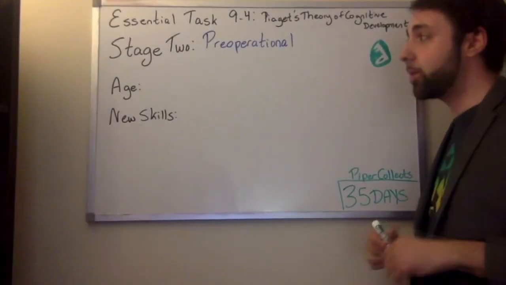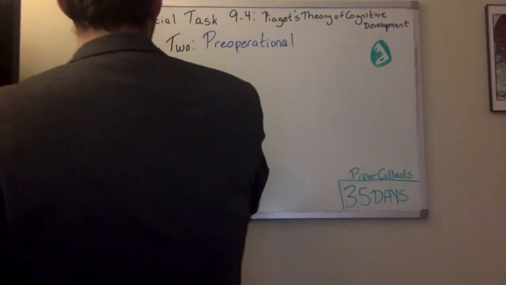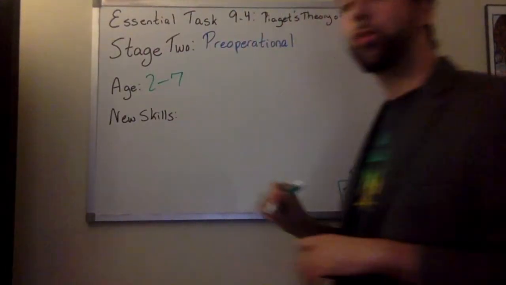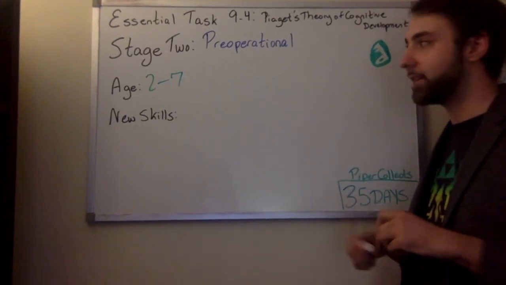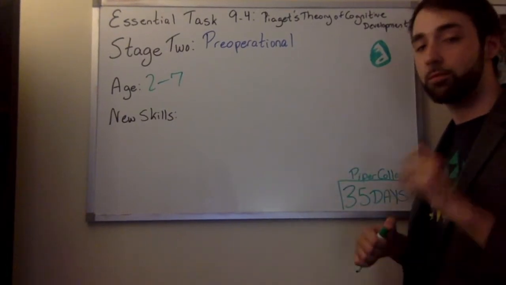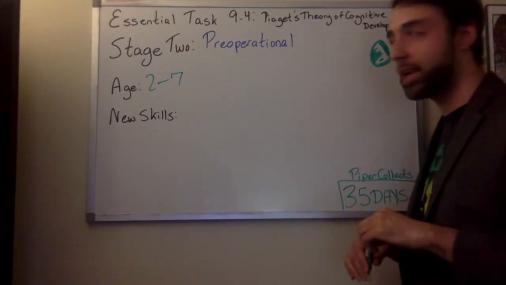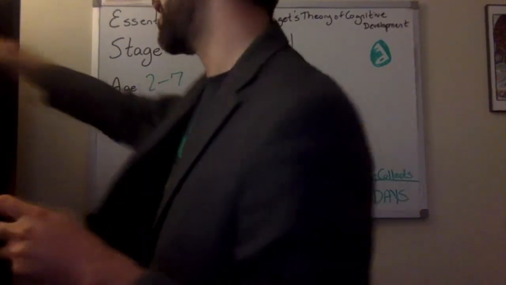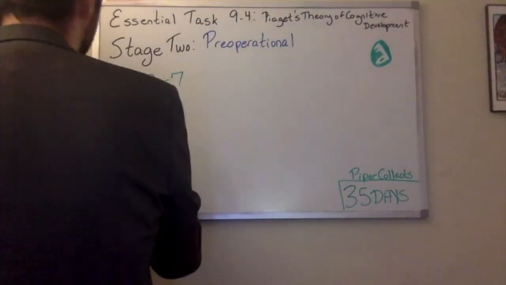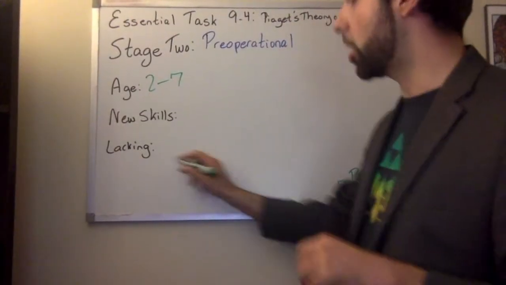The second stage is what we call the preoperational stage, which Piaget articulated as lasting from the years 2 through 7. This is the stage that has the most going on, so this is definitely the stage that requires the most review. There are a few different skills that are learned during the preoperational stage, and a few skills that are lacked. So I'm going to add a new category here. I'm going to write lacking. The first thing that children at this age lack is what's called conservation.